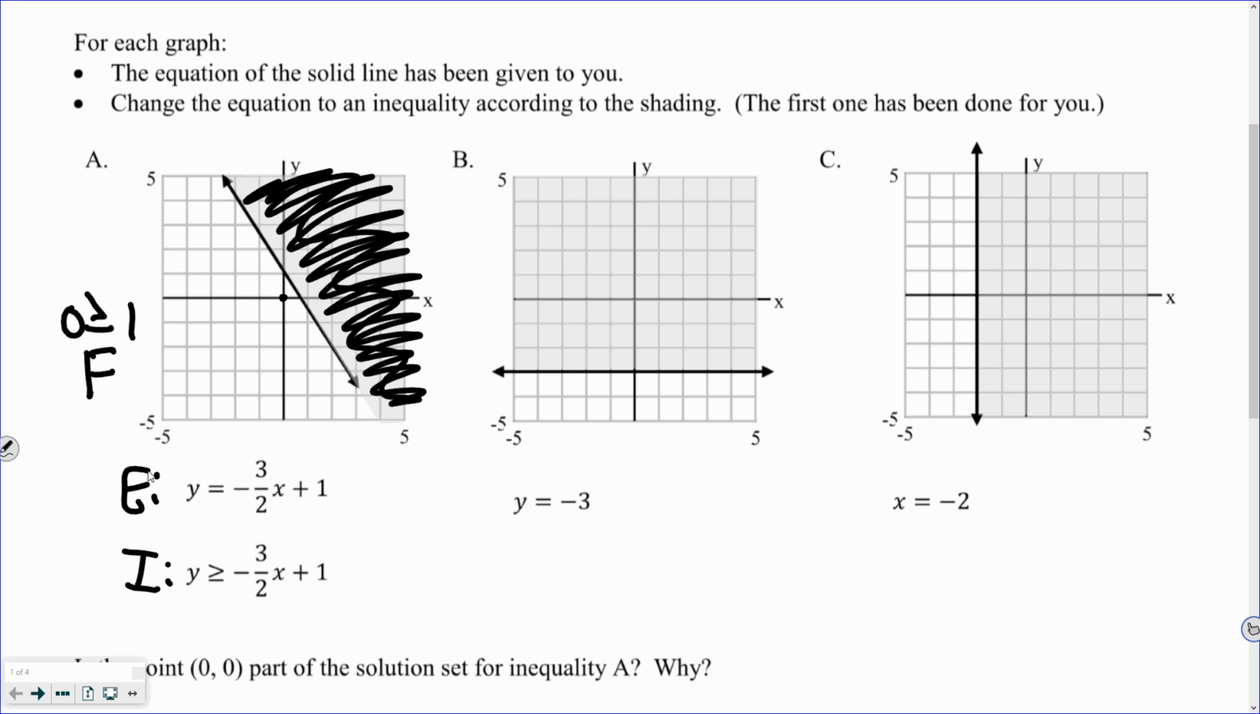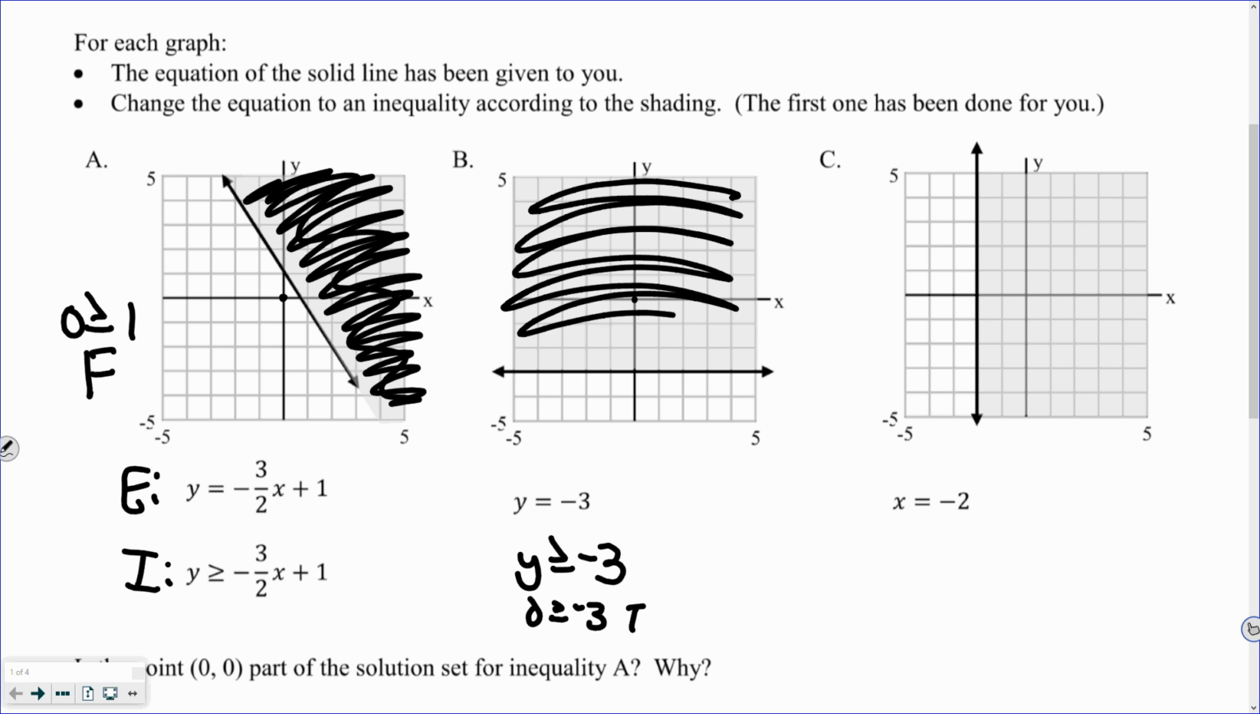Okay? Now, if you have y equals negative 3, we are going to make this greater than or equal to negative 3. Now, I can't use 0, 0, but I could plug in 0, because there it is, y is 0. And if I plug in 0, is 0 greater than or equal to negative 3? That's what you've got to ask yourself. And yes, it is. So that is why all this is shaded.